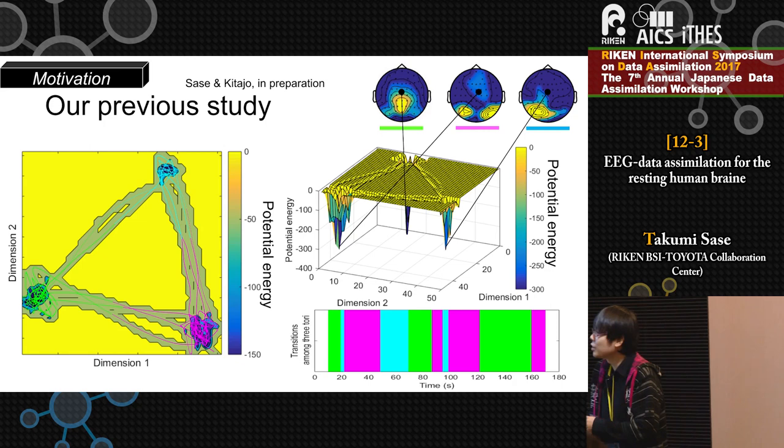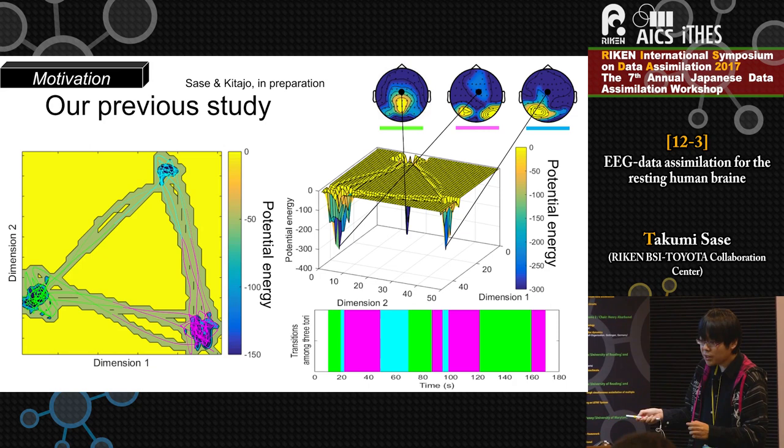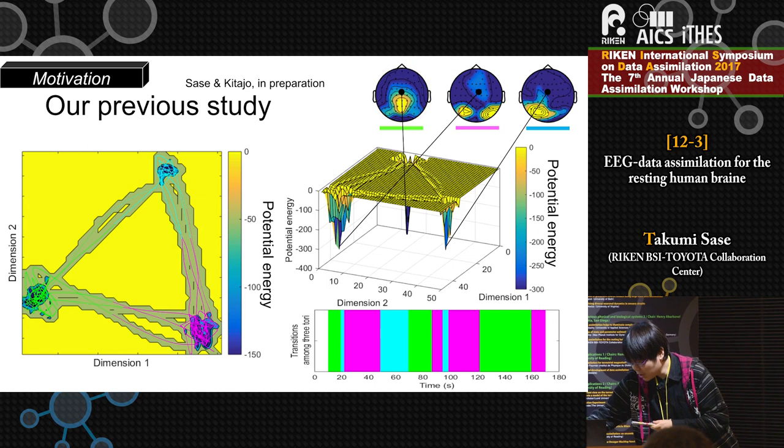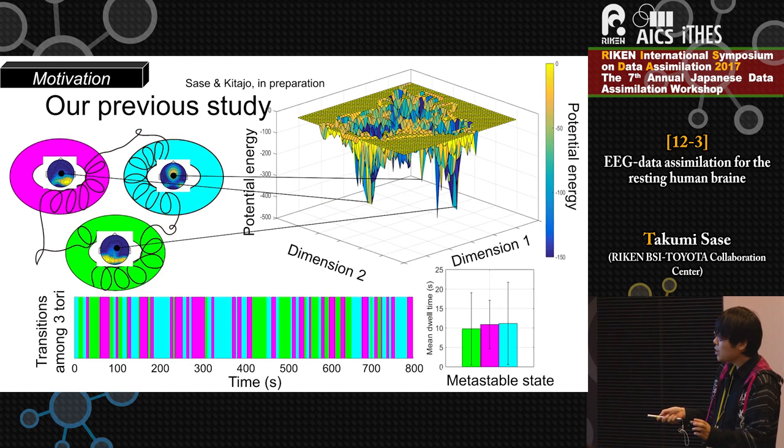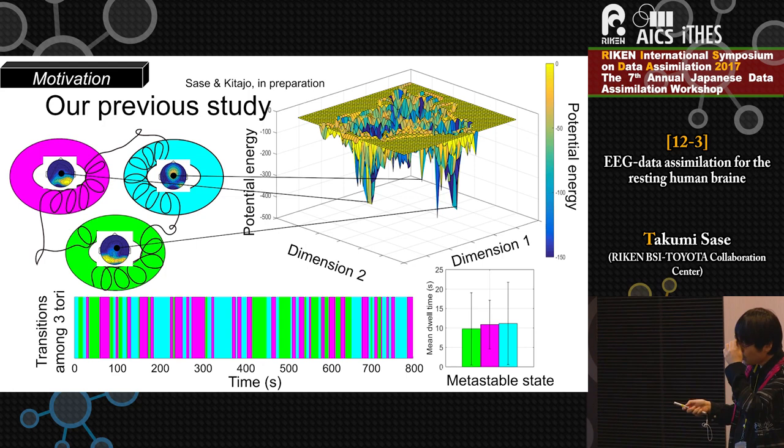And this is for 3 minutes, only eyes closed, resting state. Even in the case of 50 minutes, the attractor landscape still appears, but is a little complicated. Actually, each attractor corresponds to a two-dimensional torus that we have found.